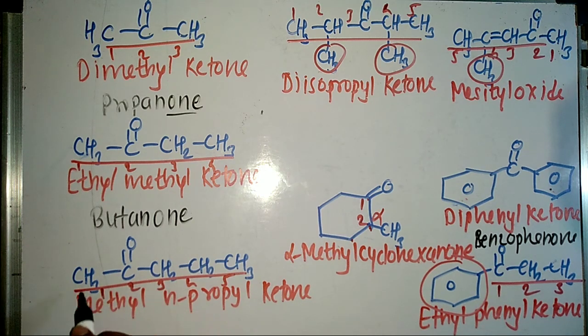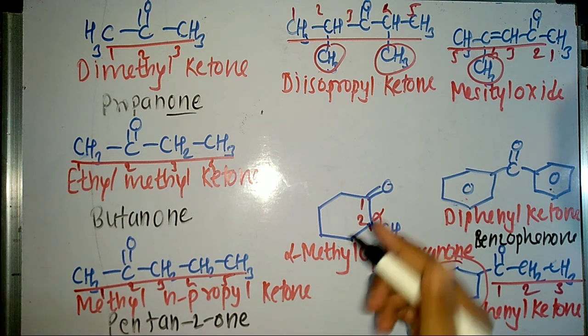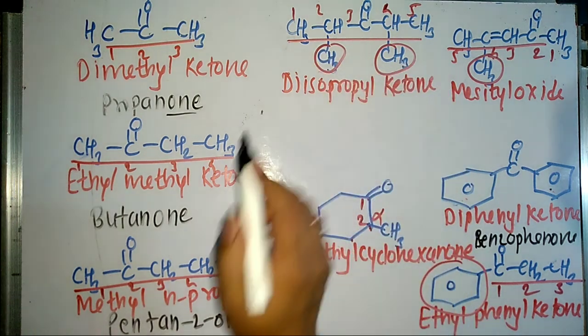Here, how many carbon atoms do I have in total? 1, 2, 3, 4, 5. 5 carbons means it is pentane, no doubt. But at the second position I have a ketonic group, so I will write it as pentan-2-one. Here we need to mention the number because the double bond O may appear at the third carbon or the second carbon. So I have to explicitly mention the number of the carbon atom to which the double bond O is attached.